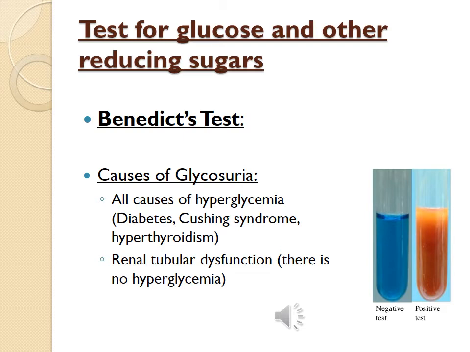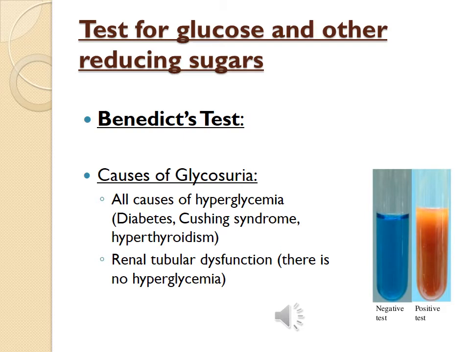Now if it's positive, what does it mean? It contains reducing sugar. Which reducing sugar can occur in urine? If we are checking some pediatric cases or newborns with metabolic inborn errors of metabolism, the reducing sugar can be fructose or galactose in the urine in inborn error of metabolism. But the commonest cause of positive Benedict test is glucose in urine. What is the causes of glucose in urine? All causes of hyperglycemia, that is, for example, diabetes, Cushing syndrome, hyperthyroidism. So whenever there is hyperglycemia, there is glucosuria.